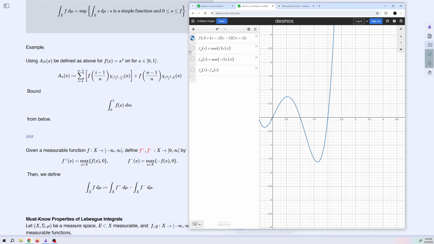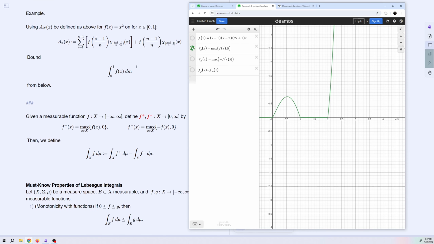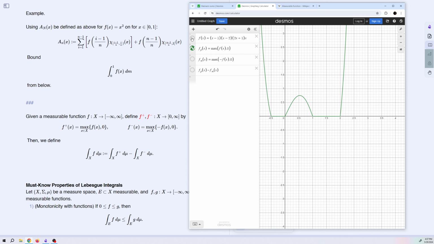All we do is we use the fact that we've defined the Lebesgue integral for non-negative functions, and we break things up into two pieces. We first consider the positive part of the function, f plus of x, which is the maximum of f of x and 0. As you can see, f plus of x is in green here. It's only drawing f where it's non-negative. Everywhere else, it's 0. That's the positive part.